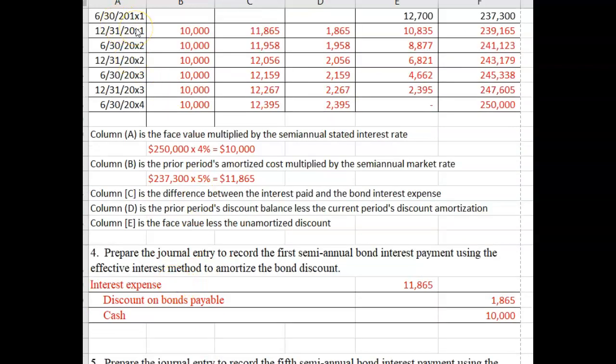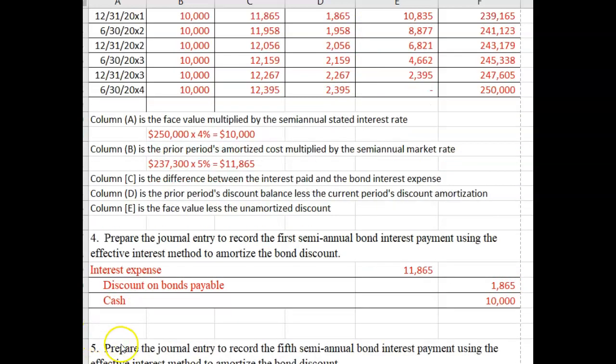So for this payment, bond interest expense is a debit of $11,865. We're going to credit cash for the $10,000 actually paid. And this $1,865 is a credit to discount on bonds payable. And the last thing you're asked to do is to record the journal entry for the 5th semi-annual bond interest payment. Well, if this is 1, 2, 3, 4, 5, you're going to use the numbers for the 12/31/X3 payment. Go ahead and write that journal entry.